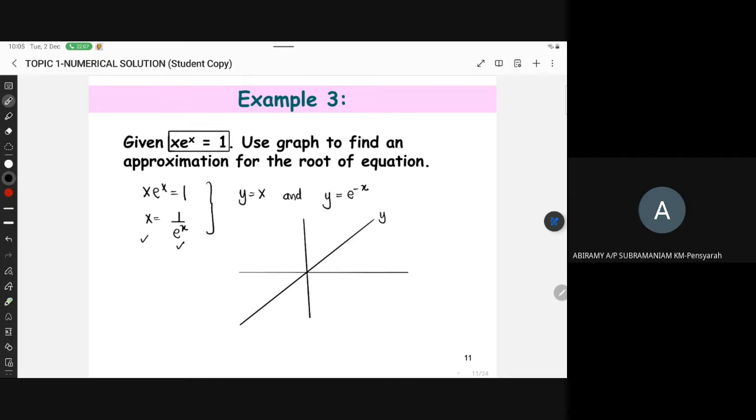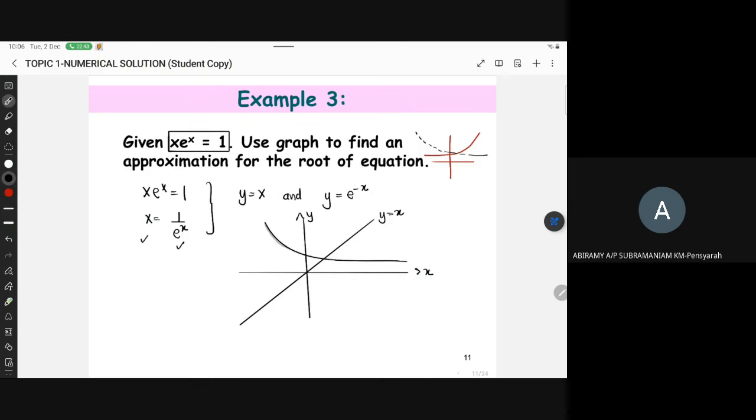Okay, now this is the straight line y equals x, where it passes through 0, 0. And we need to sketch the graph of y equals e to the power of negative x. Please note that there is a negative in front of x. So our function y equals e to the power of x is the basic shape. Negative in front of x, we will reflect at the y-axis. So this will be the shape of y equals e to the power of negative x.